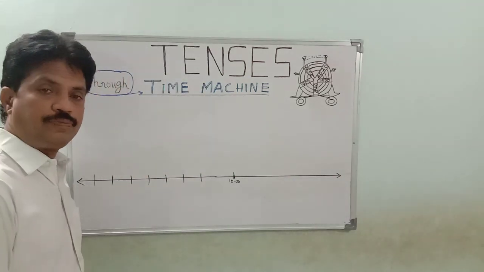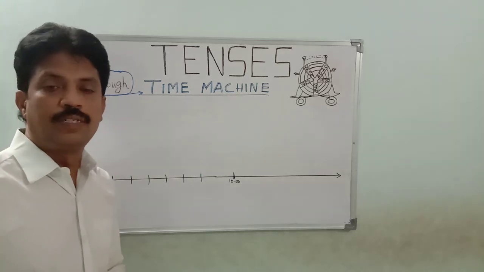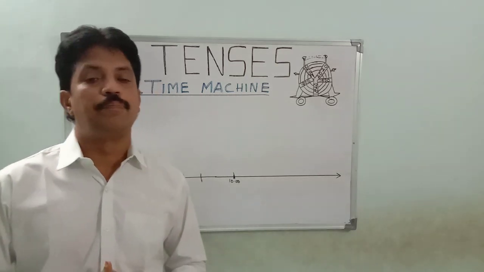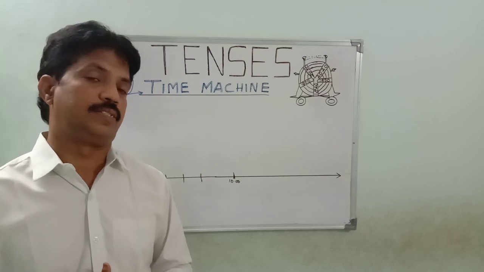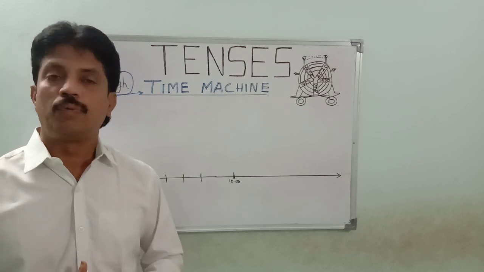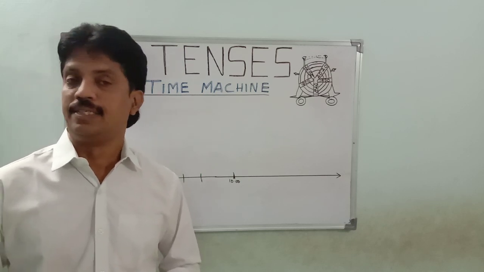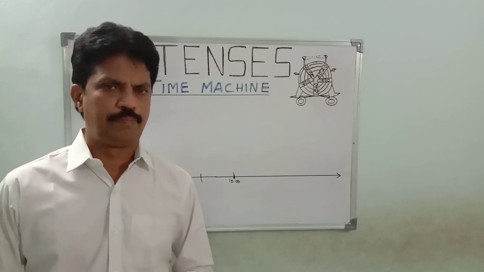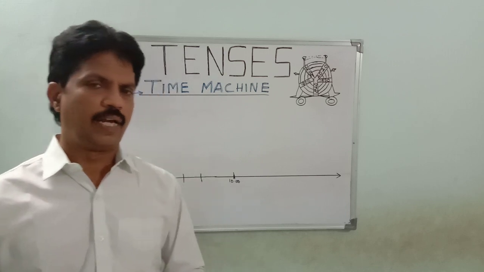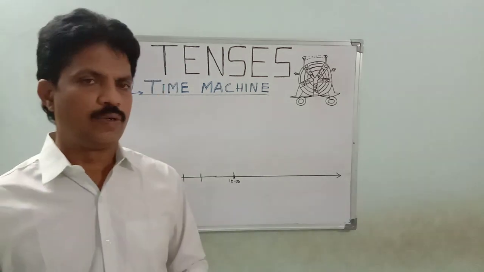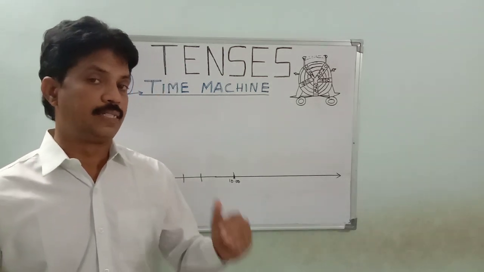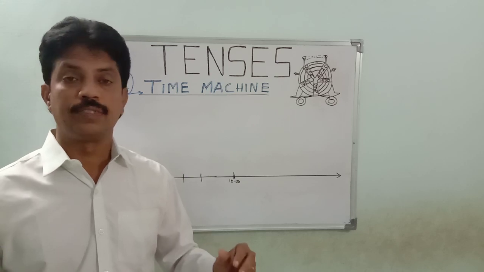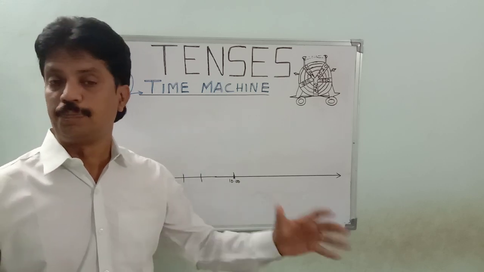And we use present tense to refer to scientific facts. Water boils at 100 degrees Celsius. Why should we use present tense? Because every time when you heat water, when the water reaches 100 degrees Celsius, it starts boiling. So we use present tense.